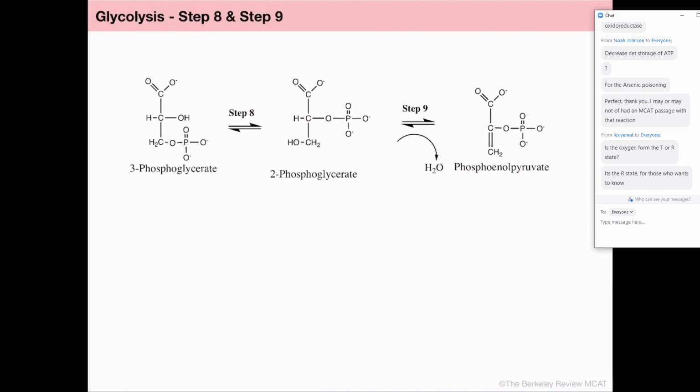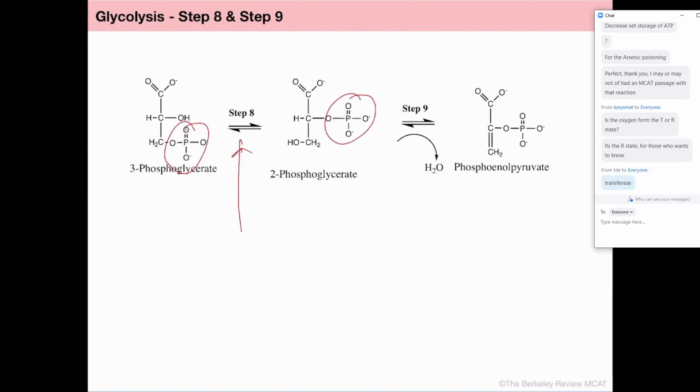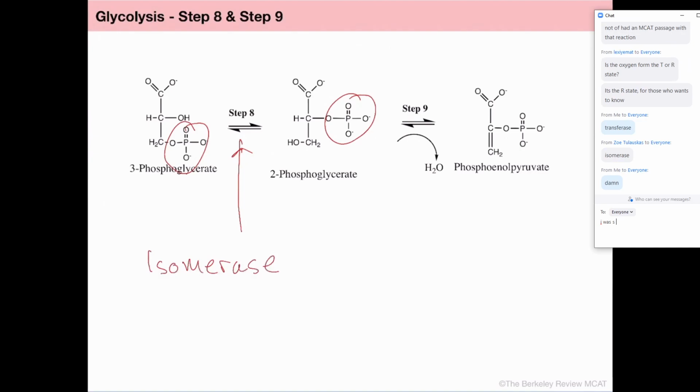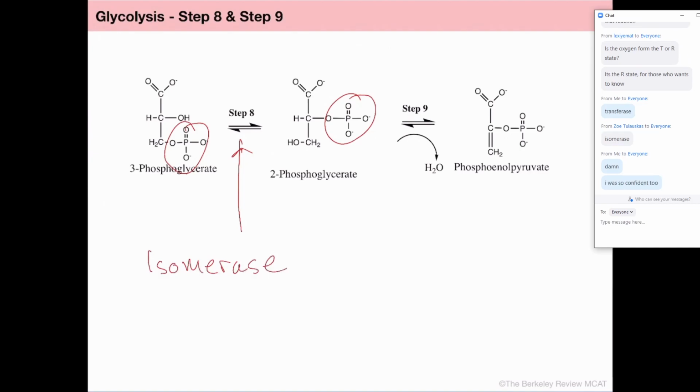Okay, step 8 and 9. Can you guess what this one is? What enzyme step 8 is? It's an isomerase. We're moving this functional group to a different point in the molecule.